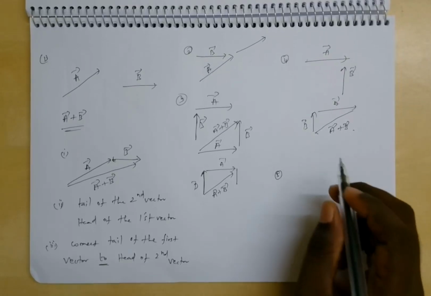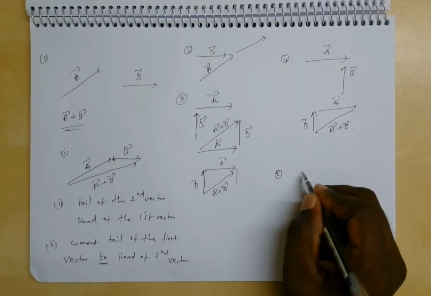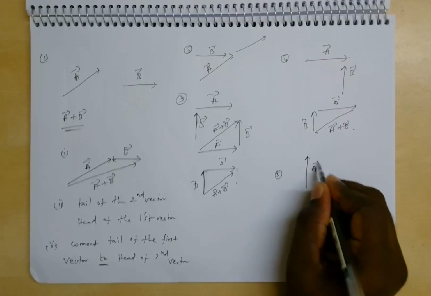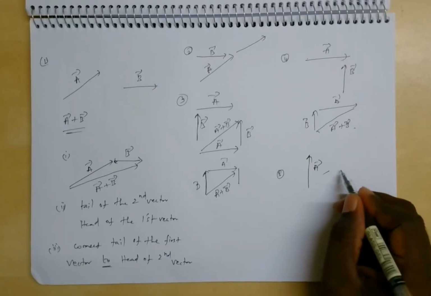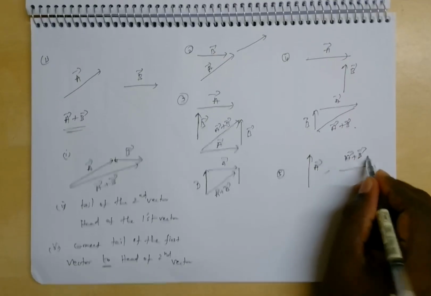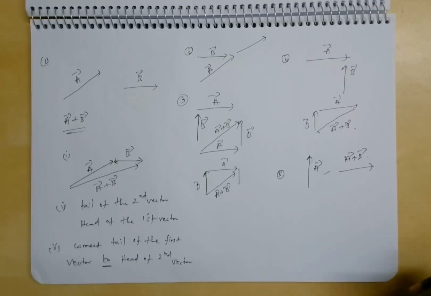Now, a little tough question. Now here is A vector. Now here is A plus B vector. How will B vector look like?